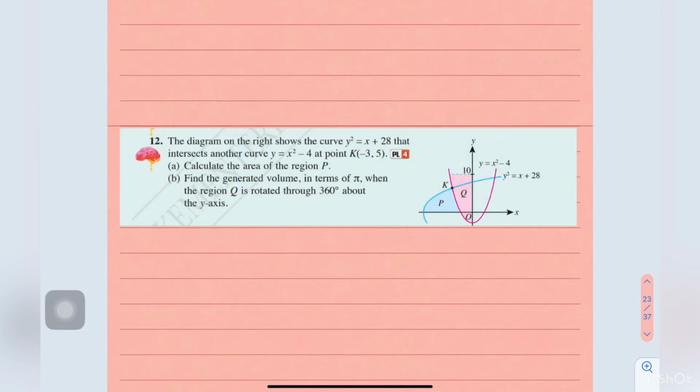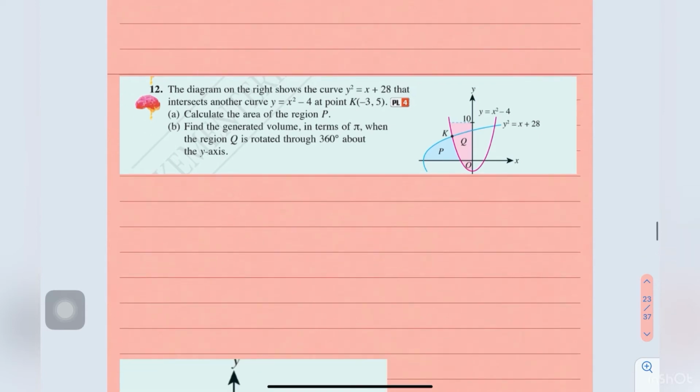Question number 12, the diagram on the right shows the curve y squared equals x plus 28 that intersects another curve y equals x squared minus 4 at point K, negative 3, 5. A, calculate the area of the region P.